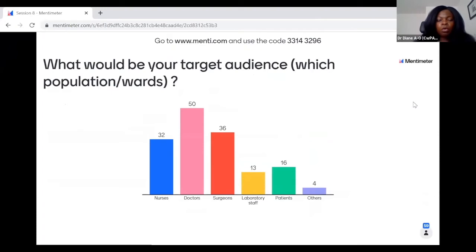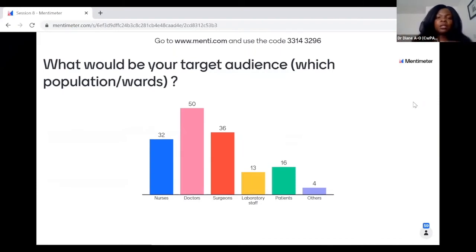So what would be your target audience? So some have said nurses, doctors, surgeons. So depending on what you chose will depend on who your target audience is. So obviously if it's surgical prophylaxis, you may choose to focus on both the surgeons and the nurses, and your focus for them will be different.